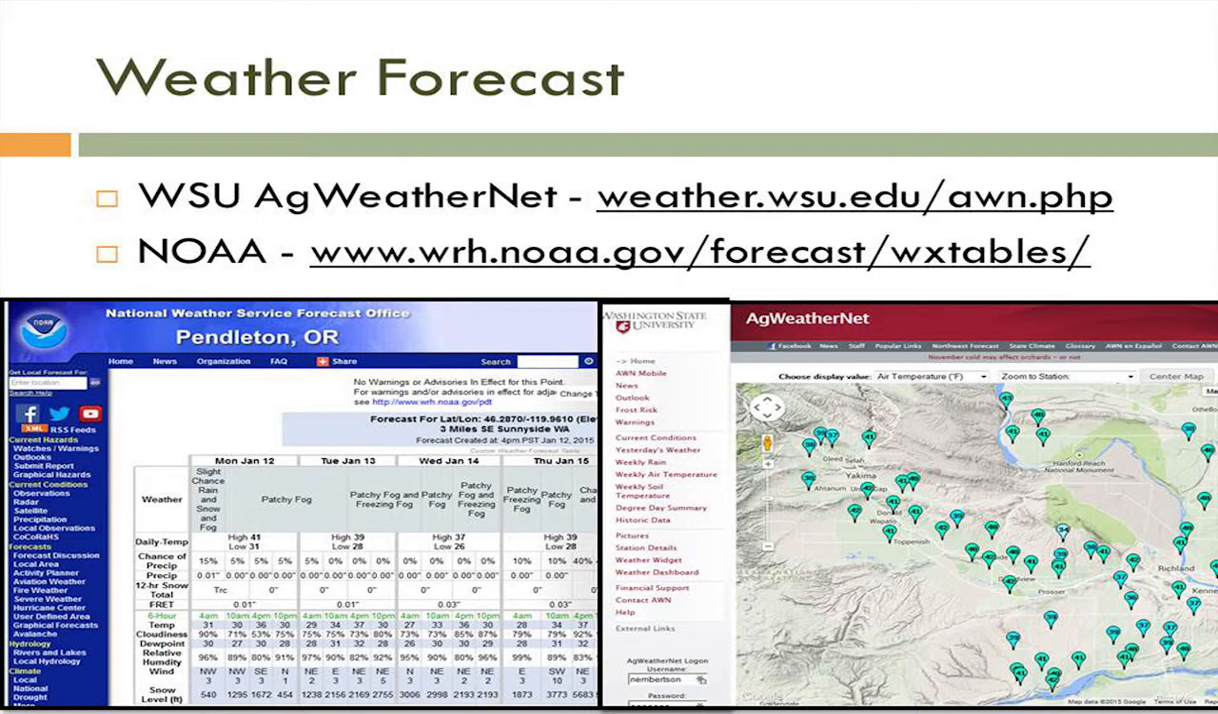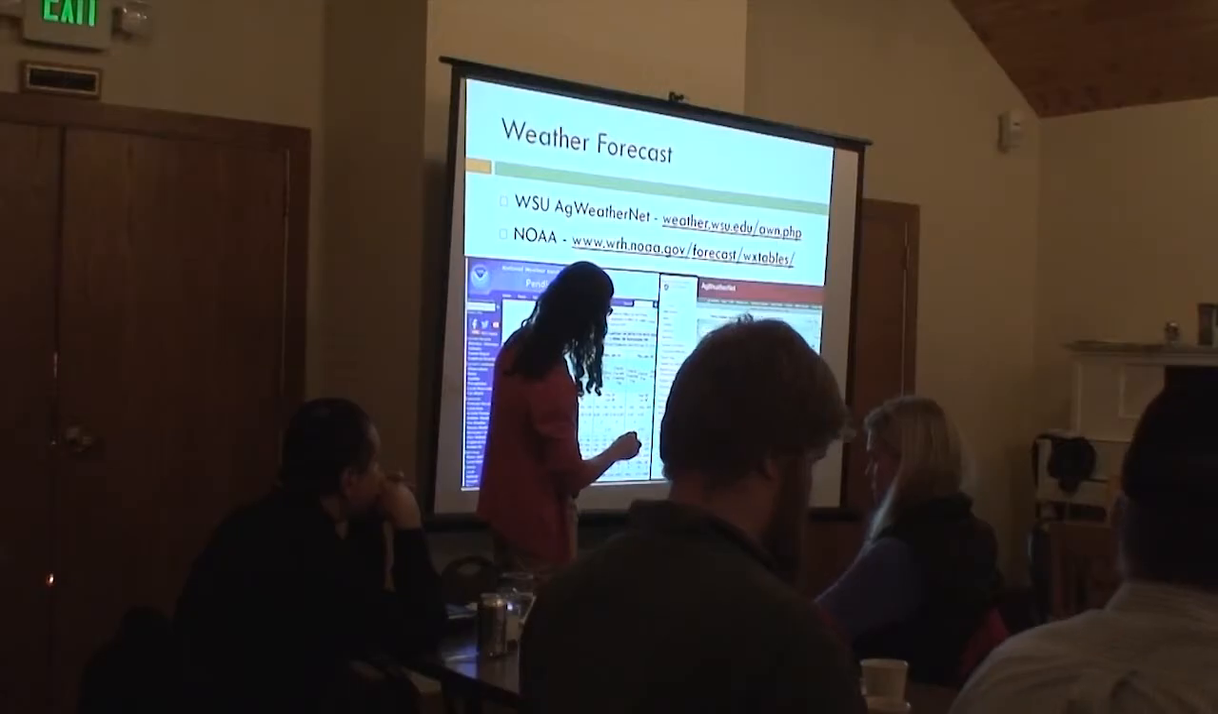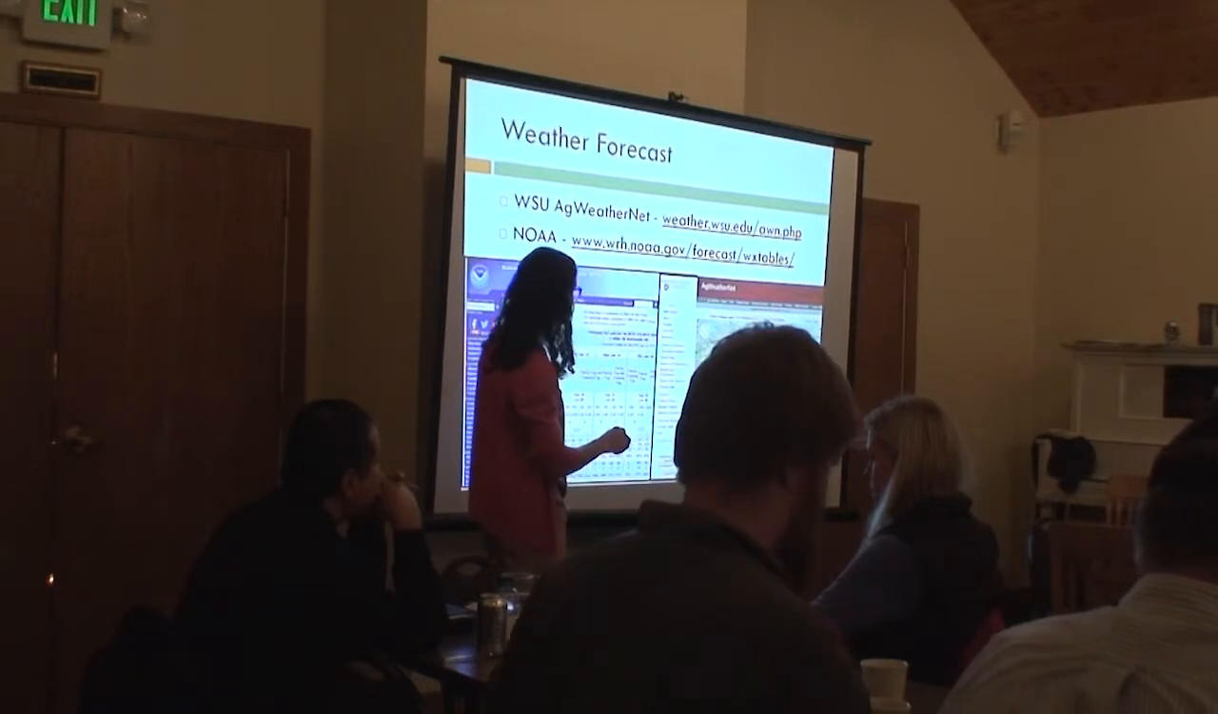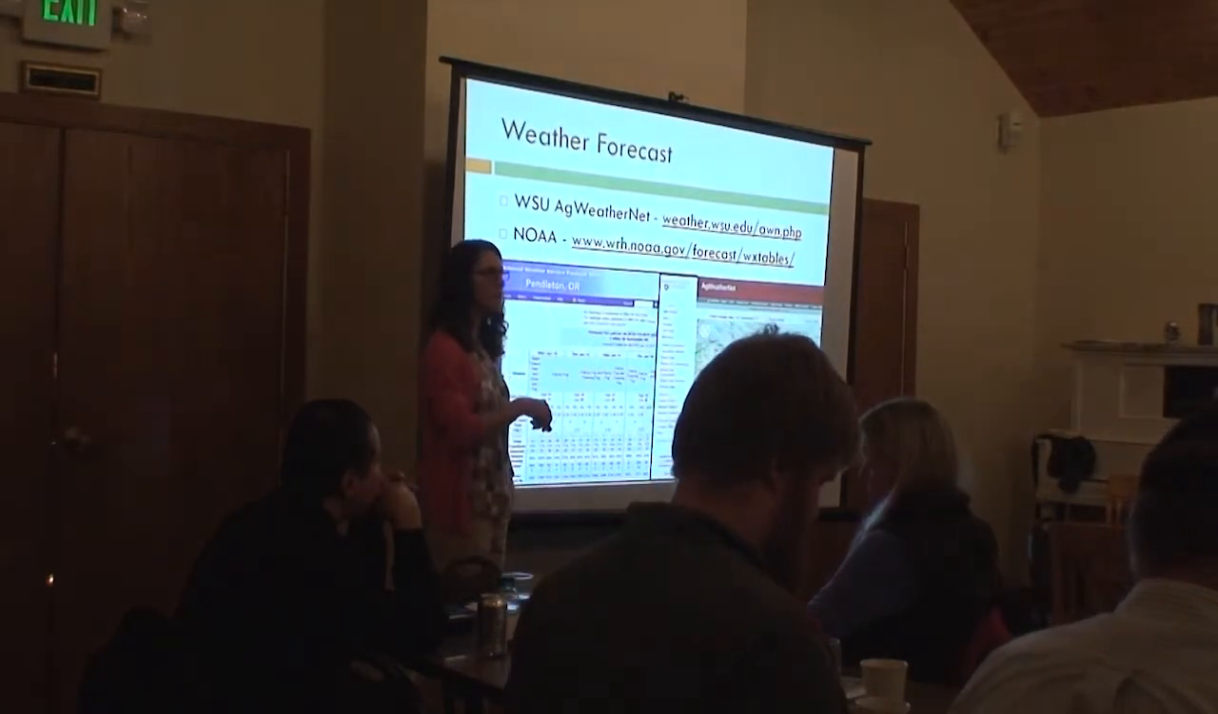The last one is the weather forecast. The only two that are probably pretty useful: Ag Weather Net is really great. They have a ton of different locations. This is Yakima here. You can see how many stations they have. This will give you that real time, what's happening right now.